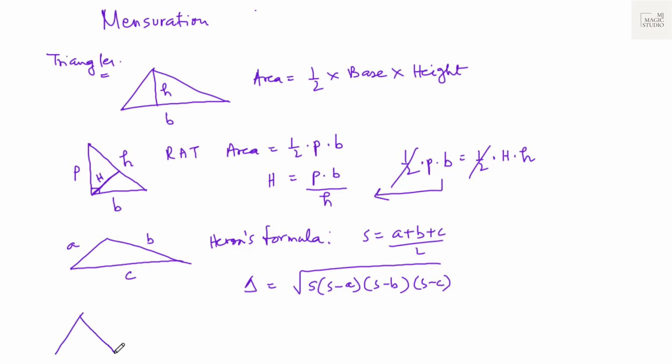Suppose we have a triangle where we know 2 sides of the triangle. The third side we don't know, but we know the angle contained between these 2 sides. Then also we can find the area of this triangle. The area would be half into the product of those 2 sides which we know into sine of the angle contained by the 2 sides. So in this case, the area would be half into AB into sine theta.